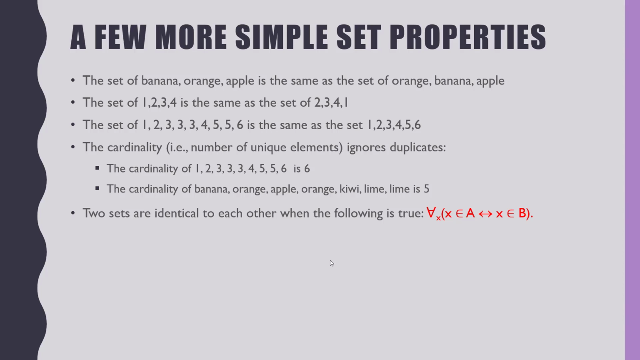So what does that mean? That means that A is equal to B, right? That's how we can say A is equal to B if this statement is true, right? If set A and B are the same, then that statement will be true. Make sense?